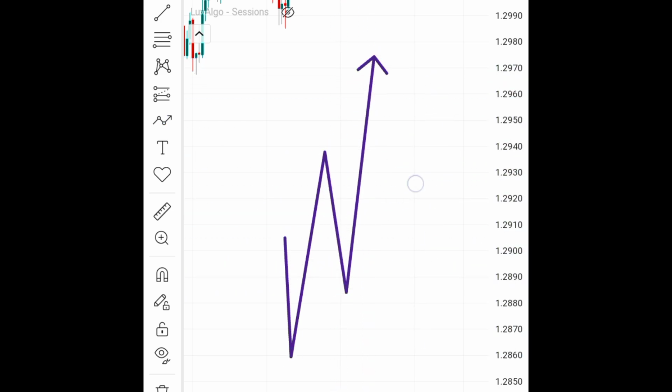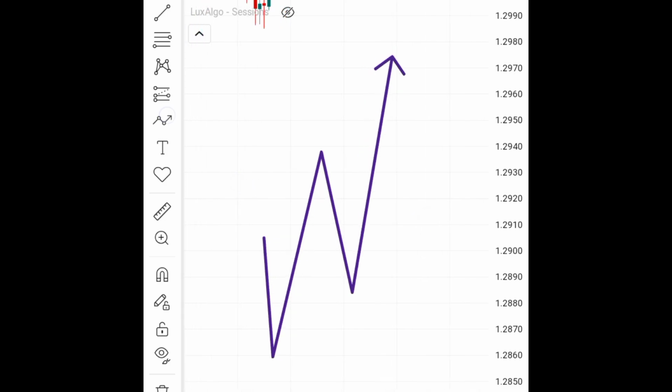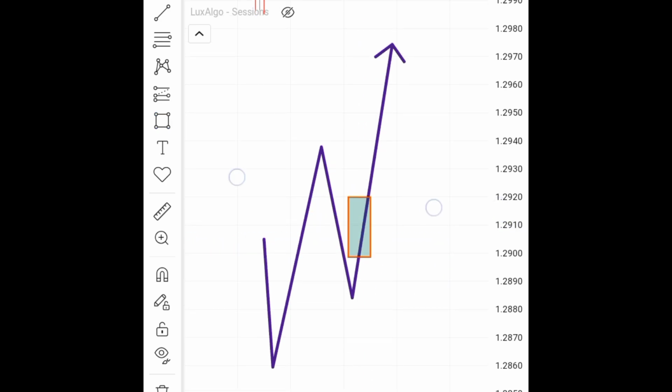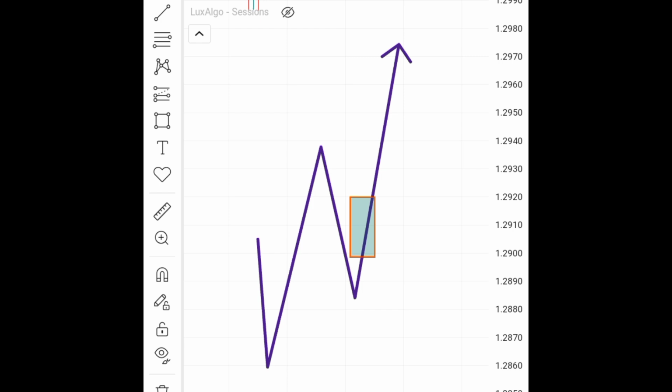So the market has to make higher lows to the upside. And around this zone, we are to look for our imbalance, because we are going to be trading along with our imbalance and time. You know, trading is all about time and price.